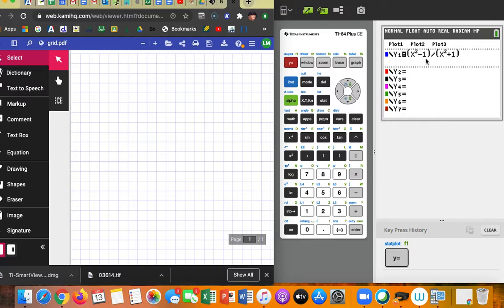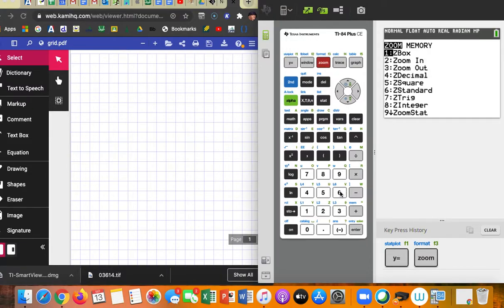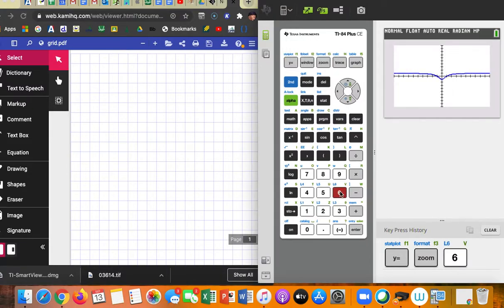If I don't put grouping symbols around that x squared minus 1 and then divide by x squared plus 1, it's going to do the 1 divided by x squared first and then go back and do the minus and plus. So grouping symbols in the TI-84 are really important. Protect your functions, wrap grouping symbols around them so that you don't make that mistake. Okay, I'm going to hit zoom, go down to number 6, which is the standard, and we can see the graph.